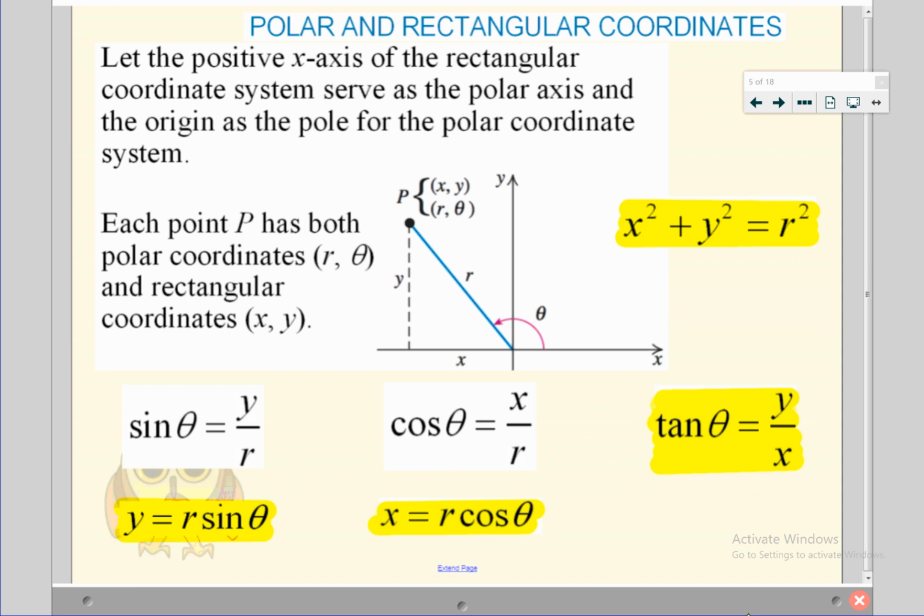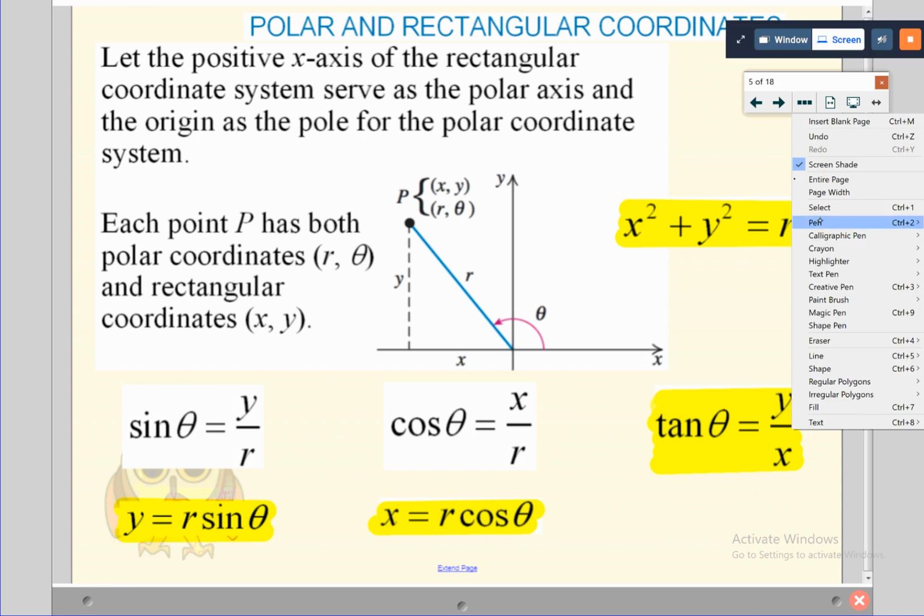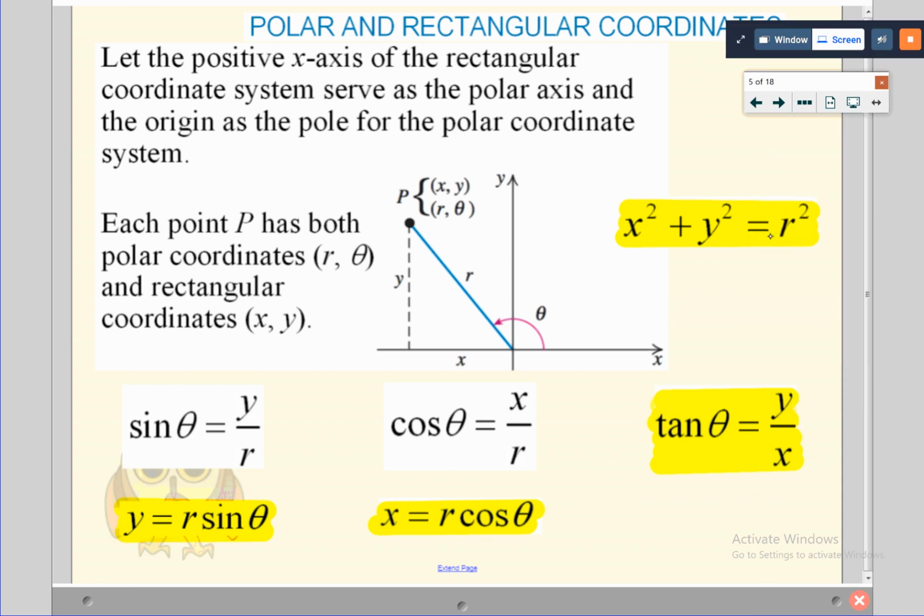The one that looks like a Pythagorean theorem, you can even take one step further and take the square root of both sides and say the square root of x squared plus y squared equals r.